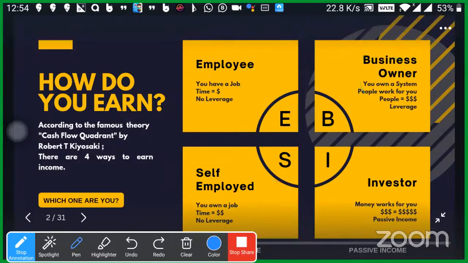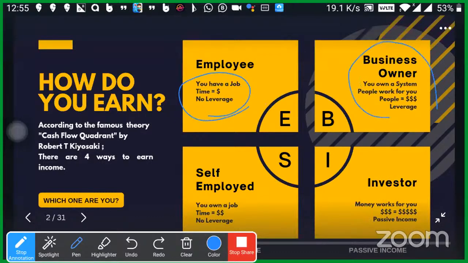If you can work for 12 hours in a day, maybe you are earning more than other people who are working 8 or 9 hours. So time is equal to money. If you have a job, time is equal to money. How much time you work, you earn according to that. But what is the difference between an employee and an employer?